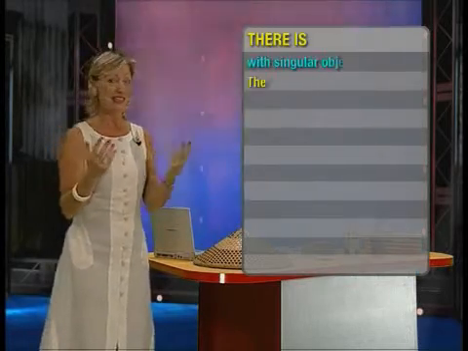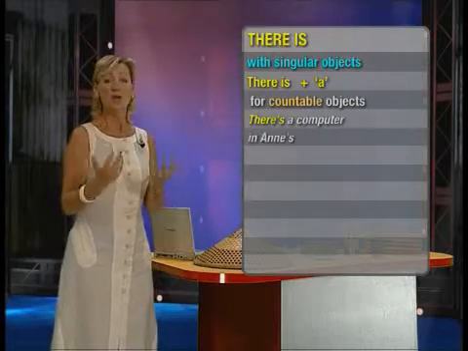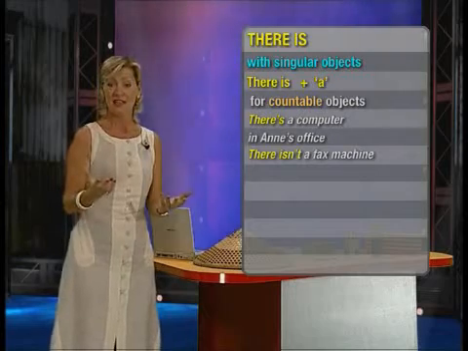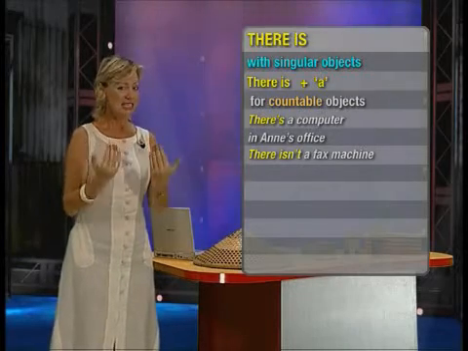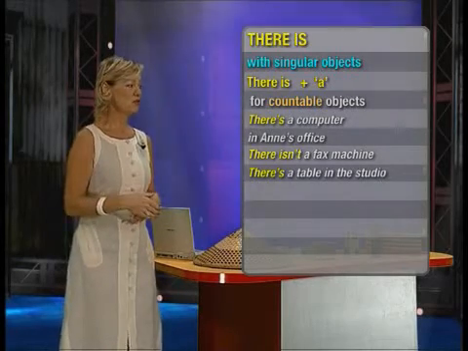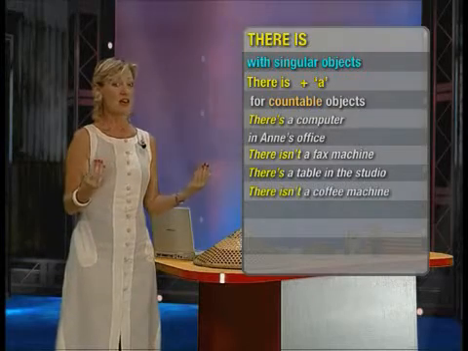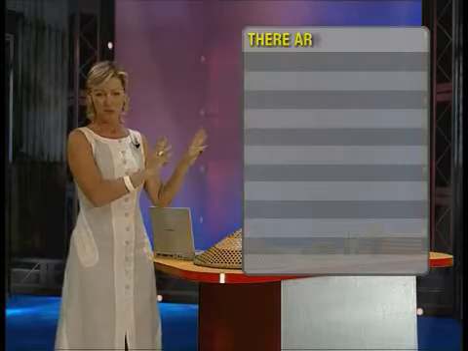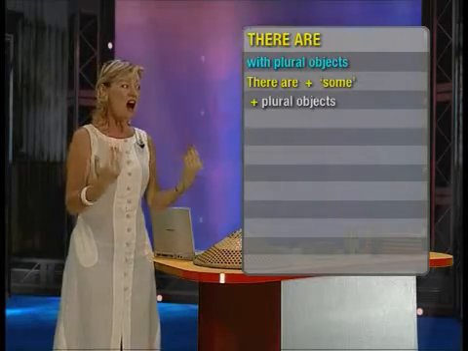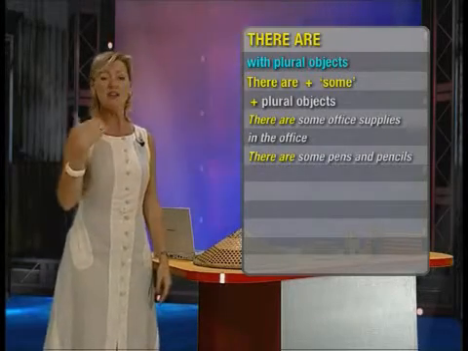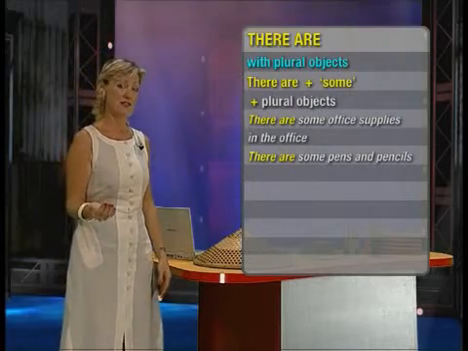So we said with singular objects, we say there is. The examples are there's a computer in Anne's office. There isn't a fax machine. That's the negative. There isn't a fax machine. There's a table in the studio, and there isn't a coffee machine, which Peter can't believe. Now look at the plural form. We say there are some office supplies in the office, and there are some pens and pencils, okay?